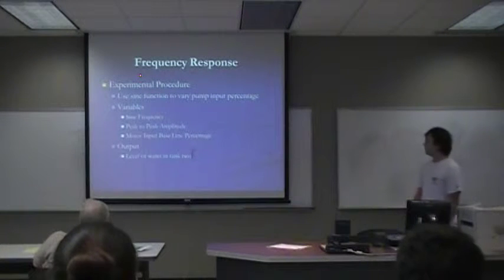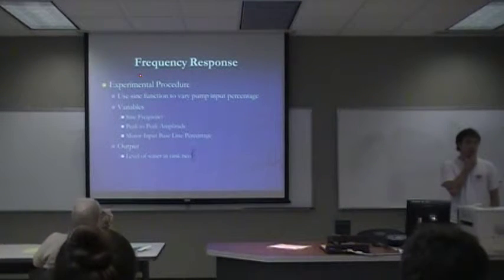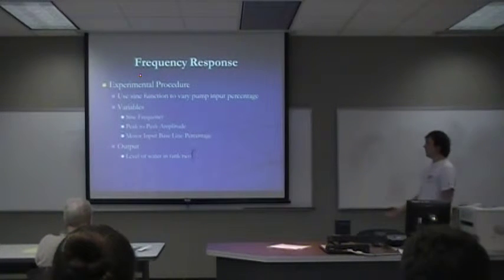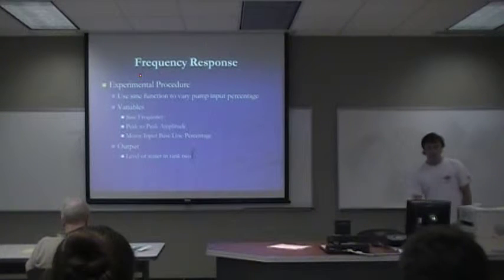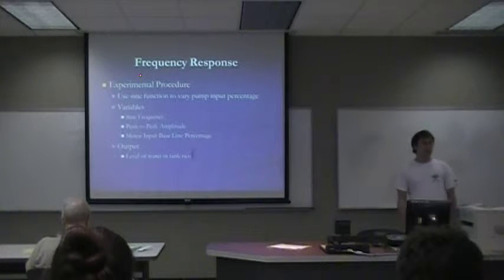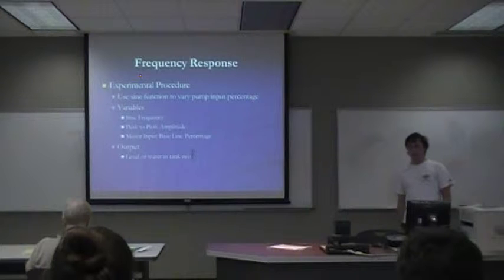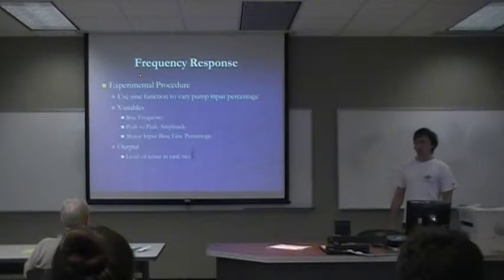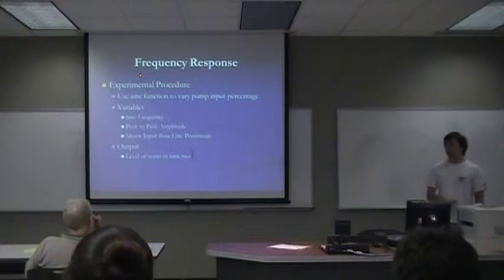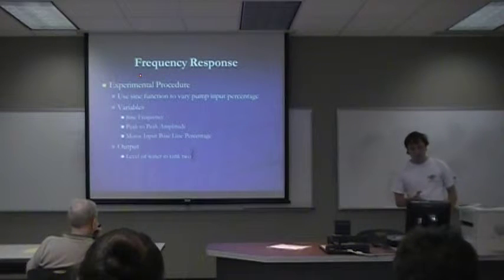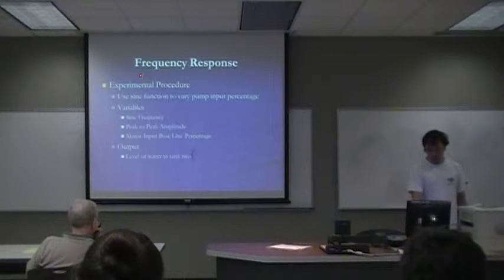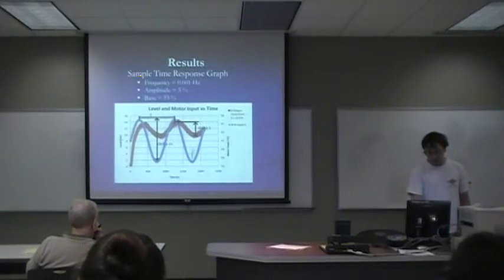So the procedure for the frequency response, the first thing was we were putting a sine function in, and we could have control on the frequency, also the peak-to-peak amplitude, and the baseline motor input percentage. In this, we each took a different baseline percentage, and we each used a 5% amplitude, or 10% from peak to peak, for this lab. I was running 55%, Andy at 60, and Blake at 65%. We made sure that we stayed within our steady state operating curve region, and the level was collected for all those.